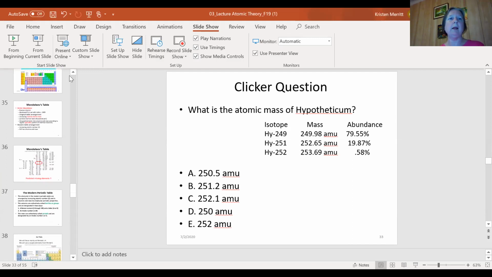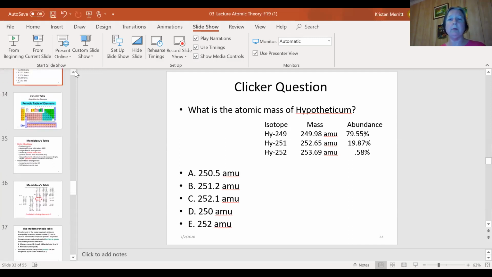Okay, I am actually going to stop here for the parts and pieces of atoms that make them up. So this is the end of part 2. Part 3 will be reactivity.